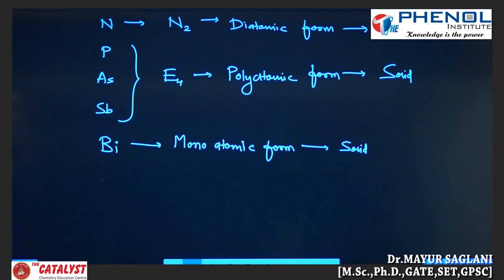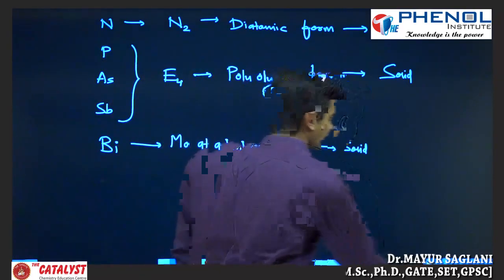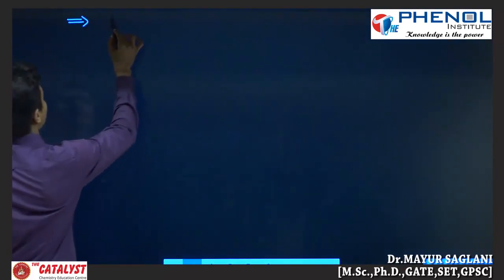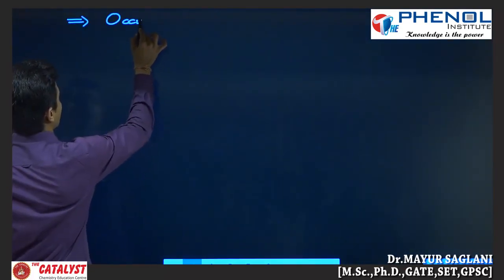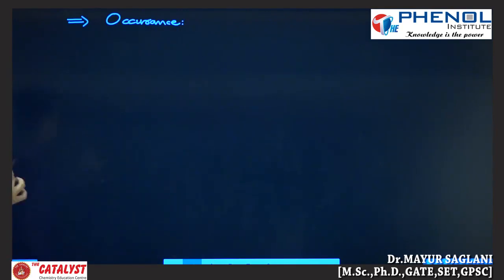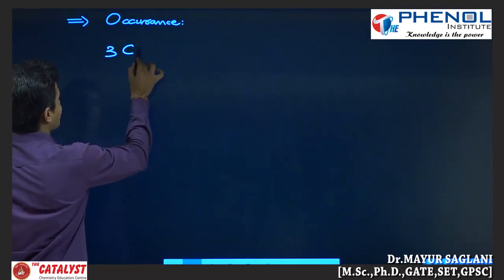So these are the elemental states. Now you can write occurrence. If you look at the occurrence of these elements, you can write minerals or occurrence. I'm writing occurrence. These are the basic minerals we have to study.